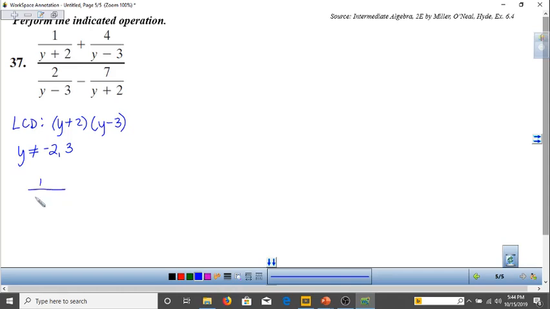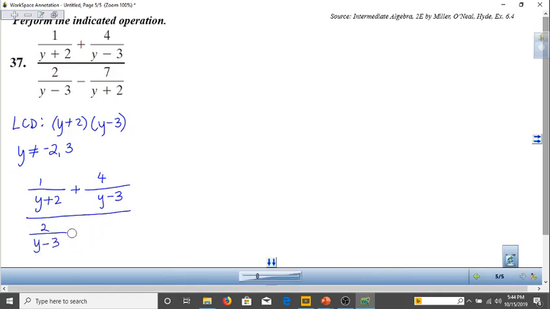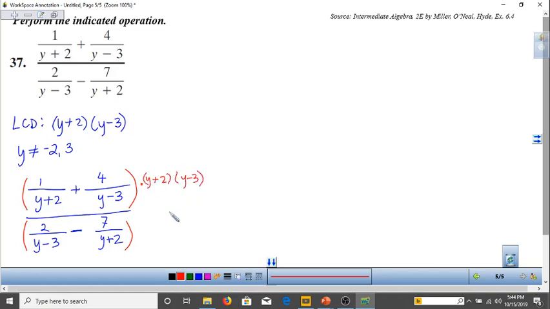So we have 1 over y plus 2 plus 4 over y minus 3, and that's divided by 2 over y minus 3 plus negative 7 over y plus 2. And now we're going to multiply the numerator and the denominator of this fraction by the common denominator, which is y plus 2 times y minus 3. y plus 2 multiplied by y minus 3, which we will then distribute.